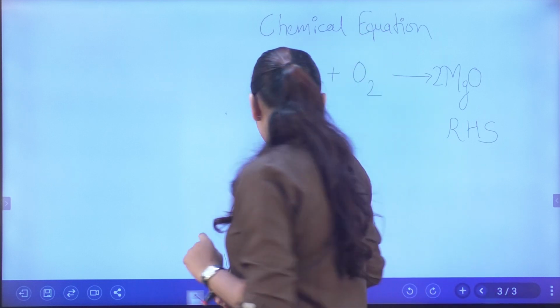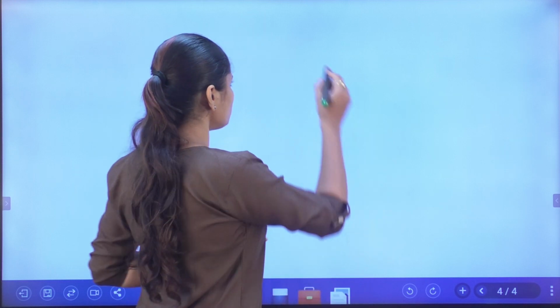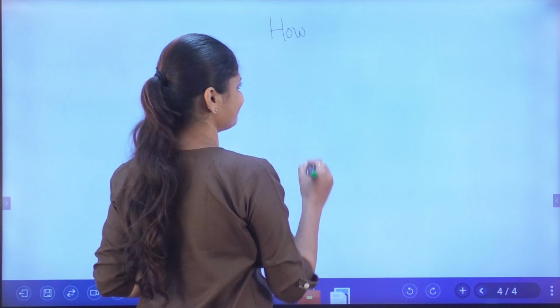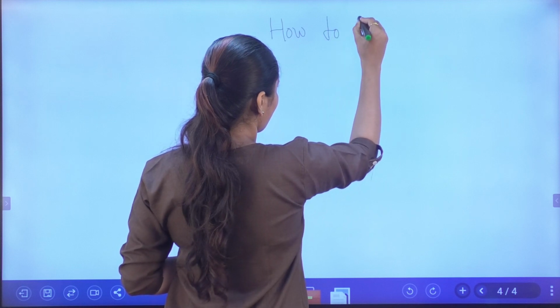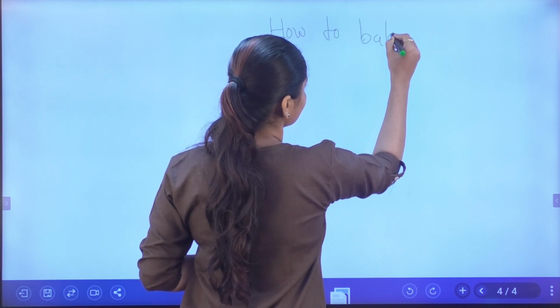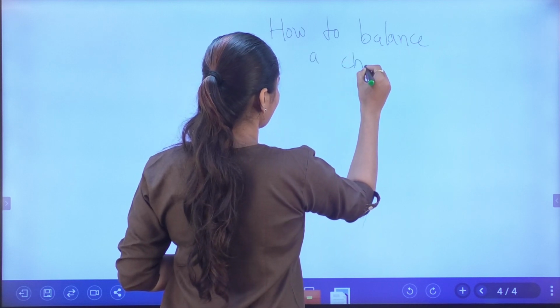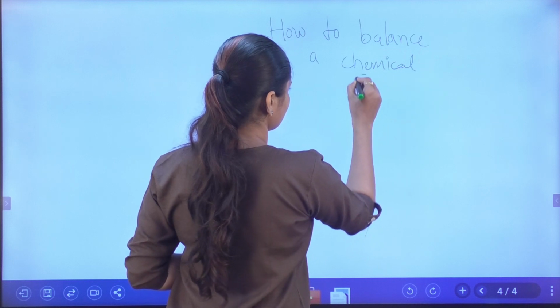So how to balance a chemical equation? A huge question for you. How to balance a chemical equation?